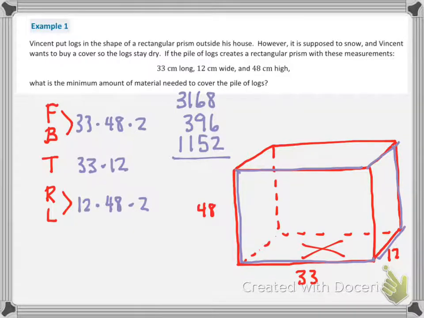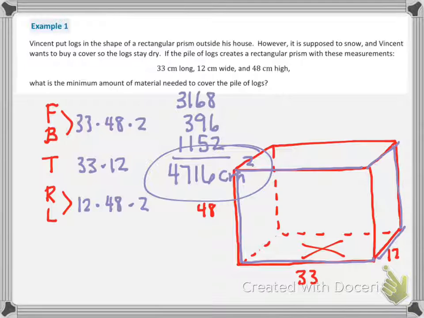And when we add those all together, let's add those up. 396 plus 3,168 plus the 1,152 is 4,716 centimeters squared. 4,716 square centimeters will be the amount of material to cover the pile of logs.